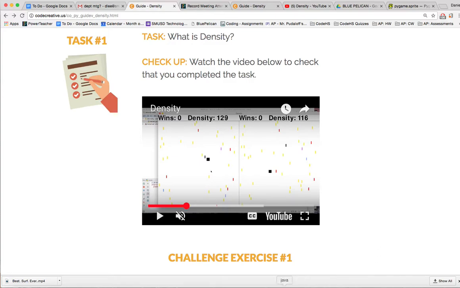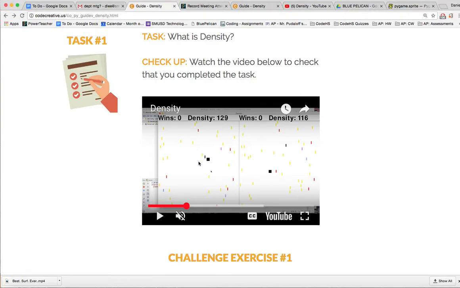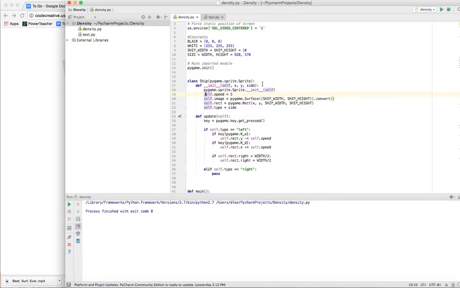So since he is a sprite on the screen, he will definitely need an image. He'll definitely need a rect. And other than that, I think you might give him a speed. That would be helpful, right? That would determine how fast he moves down the screen. And is there anything else that we need?